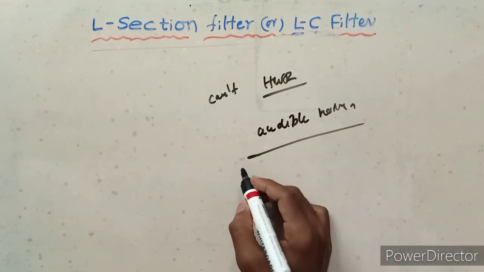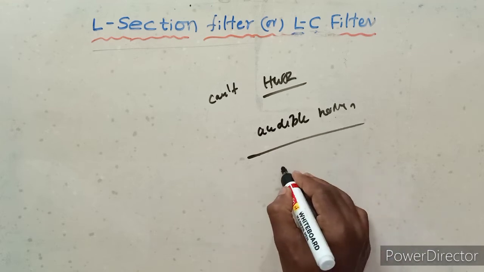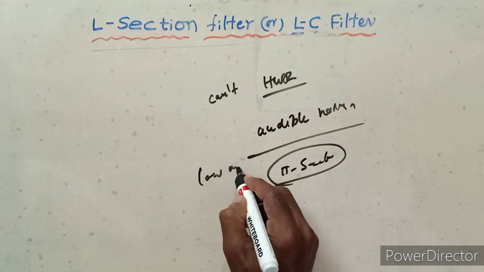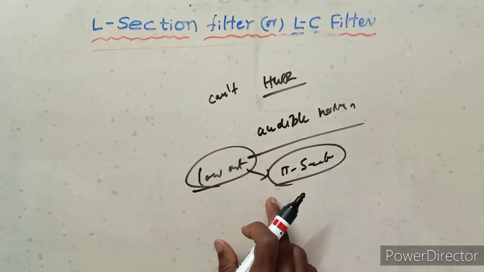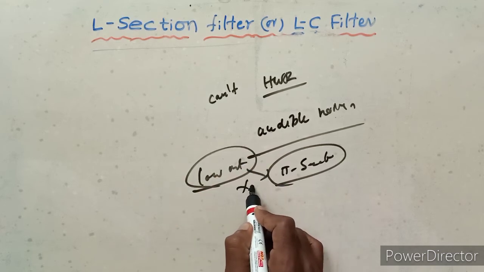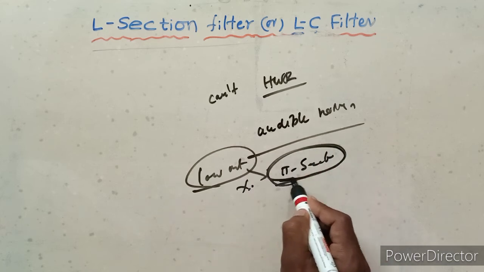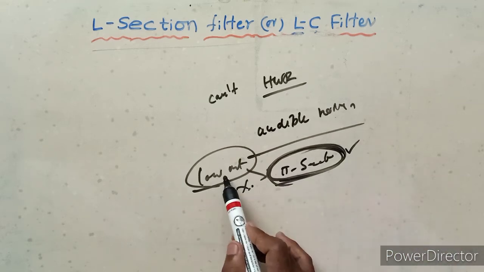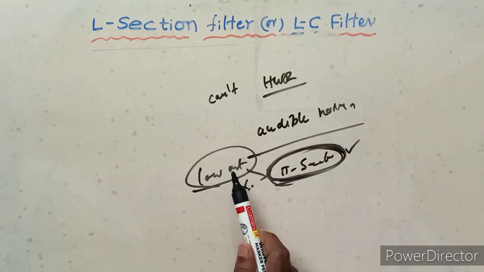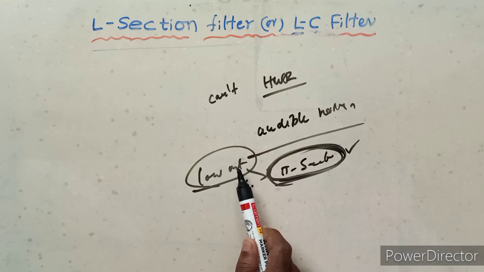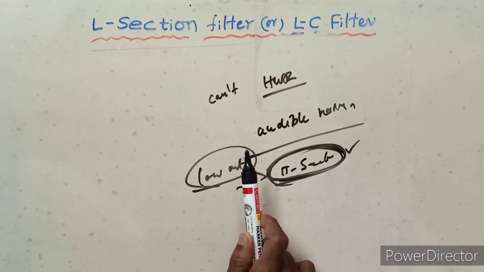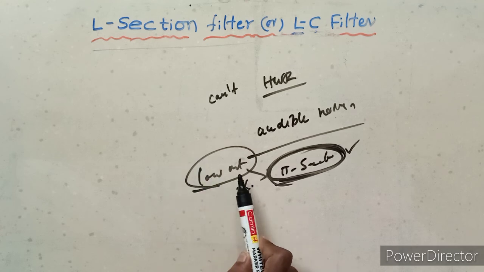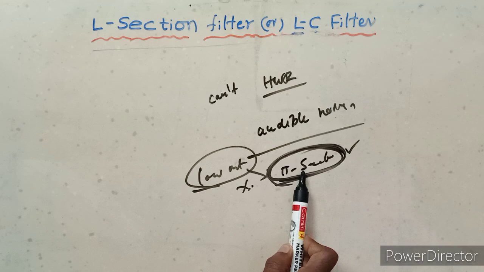And also it has low output DC voltage than pi section filter. This is the low output filter compared to pi section filter. Pi section filter is what we will discuss in the next session. So it has high output voltage compared to series inductor filter and shunt capacitor filter, but it has low DC compared to the pi section filter.